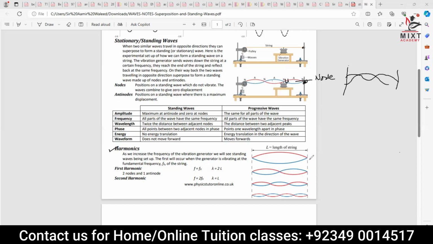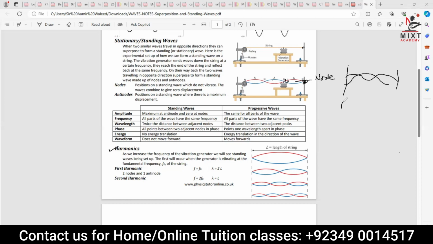Understood? Yeah. Good. Here is an experiment setup of how we can form a standing wave on a string. The vibration generator sends a wave down the string at a certain frequency. They reach the end of the string and reflect back at the same frequency. On their way back, the two waves traveling in opposite directions superimpose to form a standing wave made up of nodes and antinodes.